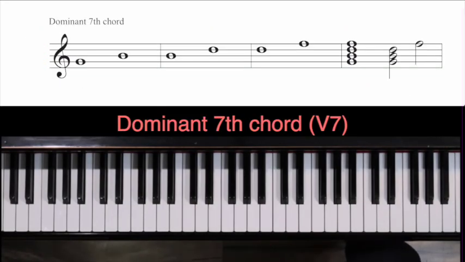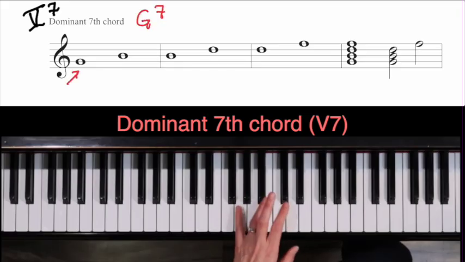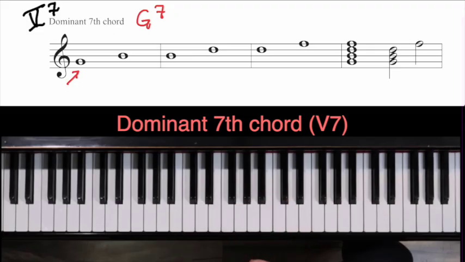The final type of seventh chord we're going to go over in this video is called a dominant seventh chord, and you might also know this as a 5-7. And the way this is notated is one thing. It is G7. So the name of the root plus the 7. So if you just see G7, nothing else, it means that it is a dominant seventh chord.